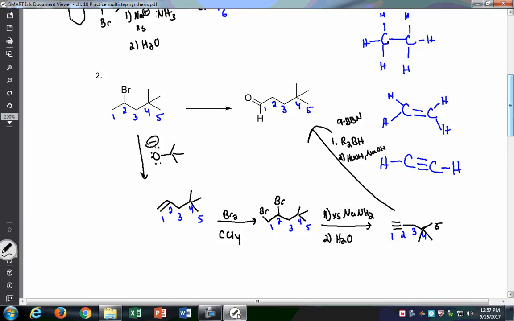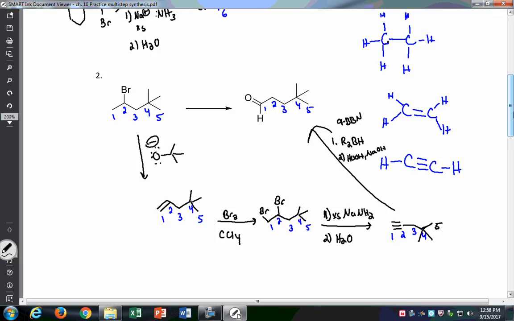You can't do a reaction in water with a base that's stronger than OH minus because the equilibrium will always lie towards the OH minus instead of the NH2 minus. So you got to be careful with that. And that's explained in chapter 3, so you can go back and review that. So that synthesis is pretty straightforward.